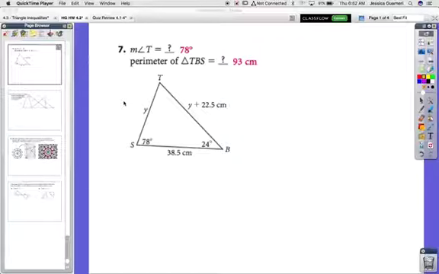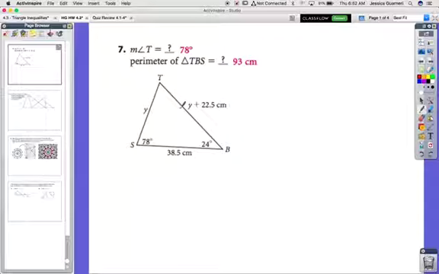The first one I had a lot of questions about was number 7. Okay, number 7, which is right here on the board. While the answers are written in here, I'm going to go through and just kind of explain how we got there. Now, there's absolutely no way that I can figure out what y is because I don't know if this is a special triangle or not. I don't know if this is an isosceles triangle.